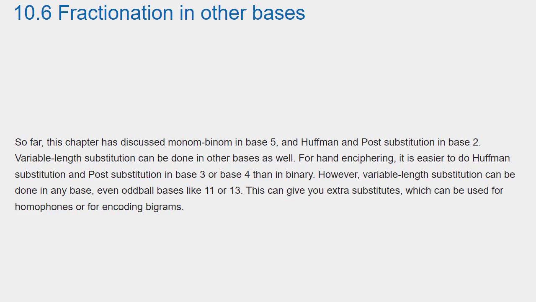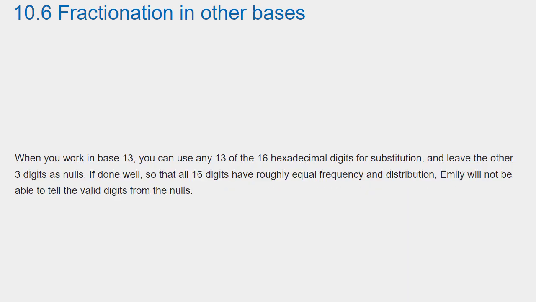This can give you extra substitutes, which can be used for homophones or for encoding bigrams. When you work in base 13, you can use any 13 of the 16 hexadecimal digits for substitution and leave the other 3 digits as nulls. If done well, so that all 16 digits have roughly equal frequency and distribution, Emily will not be able to tell the valid digits from the nulls.